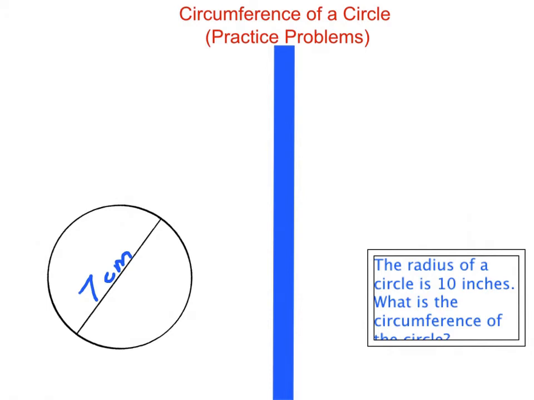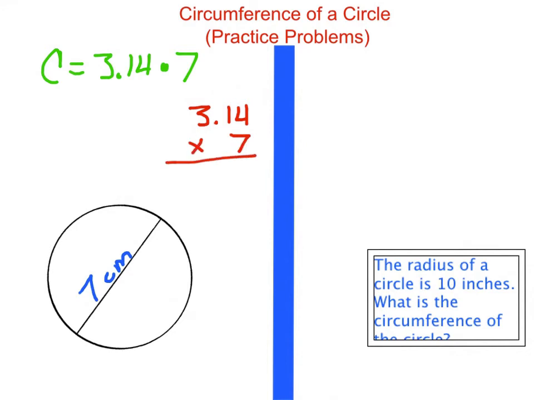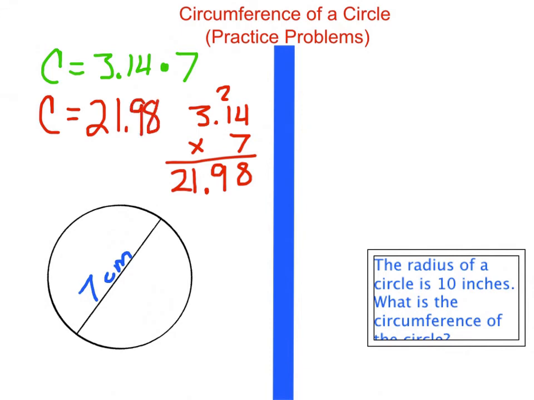For the circle on the left, let's start there. We have circumference is equal to pi, which we're going to use 3.14, times the diameter, which in this case is 7 centimeters. So I have 3.14 times 7. So let's go ahead and multiply that out. 3.14 times 7. 7 times 4 is 28. 7 times 1 plus 2 is 9. 7 times 3 is 21. So I have 21, and then I have 2 decimal places, 21.98. So the circumference for this particular problem is going to be 21.98, and remember that we are dealing with a length, so it's 21.98 centimeters.